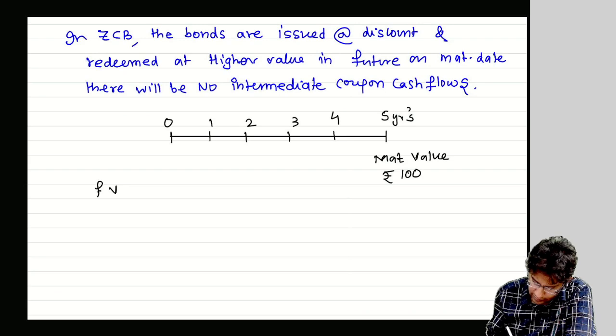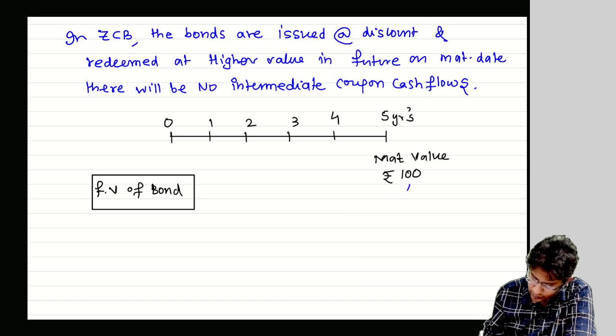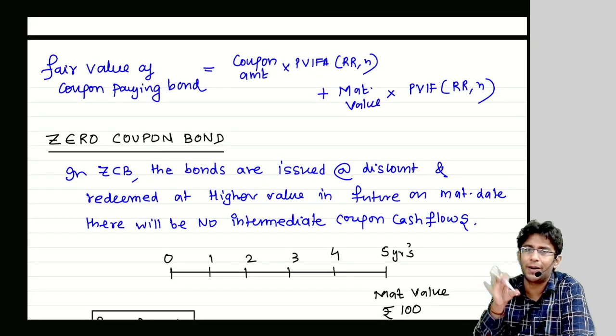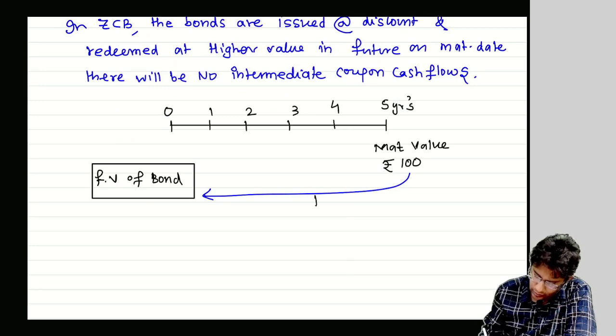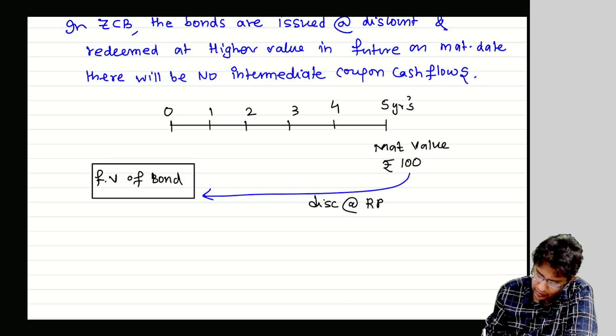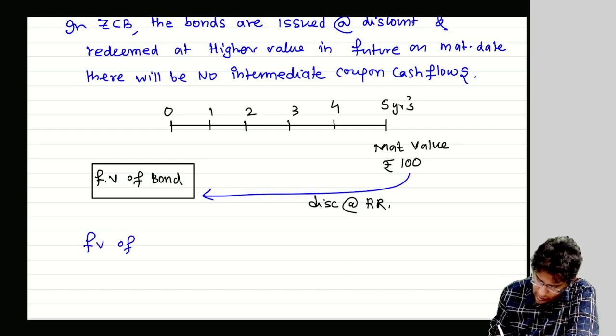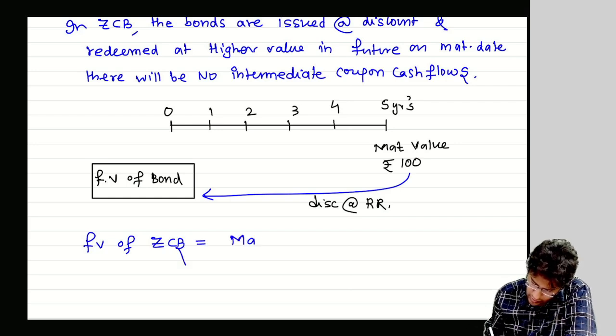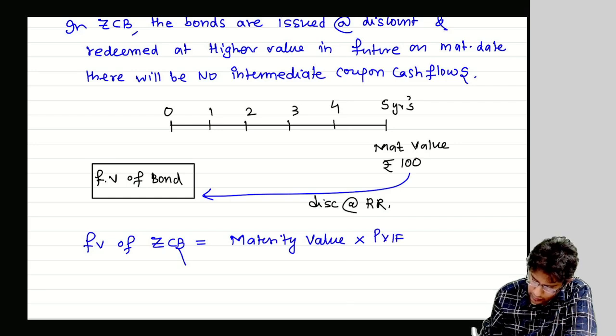Tell me, sir, what's the fair value of the bond? All you have to do is discount only one cash flow. So in the above formula, the coupon part is not there, only the second part is there. At whatever rate, discounted at your required rate of return. So, if I write the formula, fair value of zero coupon bond is equal to the maturity value multiplied by PVIF of nth period.